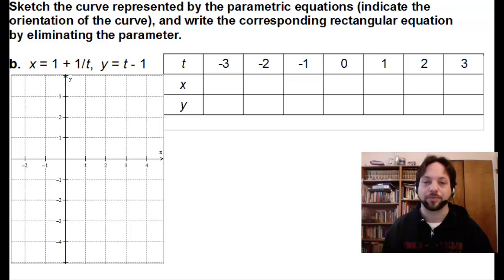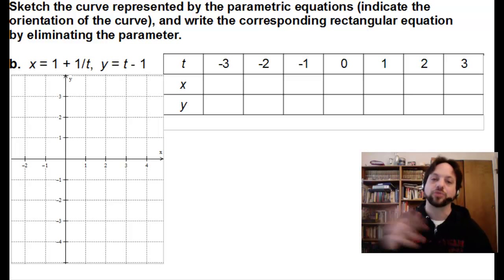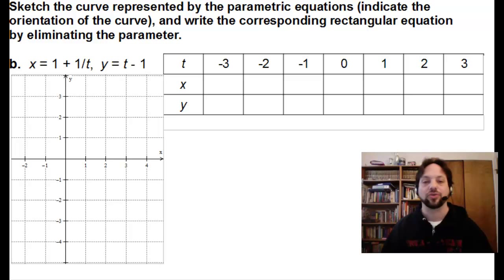In our second example, the first thing I want you to notice is an anomaly with the parametric equations defining x and y. Take a look at them real quick. The y equation looks perfectly fine, no big deal. Whatever the parameter is, I'm going to subtract 1. That's my y value. But take a look at the x value. Something really strange is going on here.